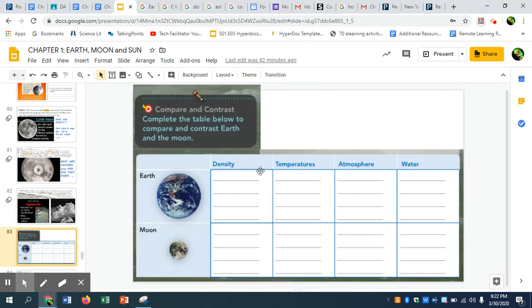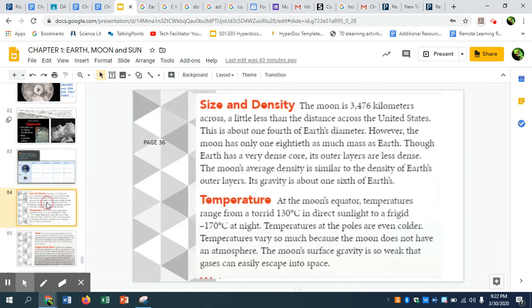Okay, so now let's go to our next activity. We are going to complete a data table. Let's see how similar the Earth and the moon are. So the first one is the density. We're going to find out what is the density of the Earth versus the density of the moon. So I have on here, this is page 36 of your workbook.